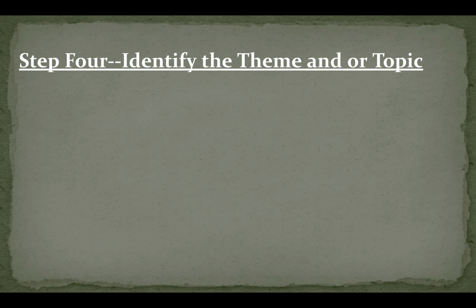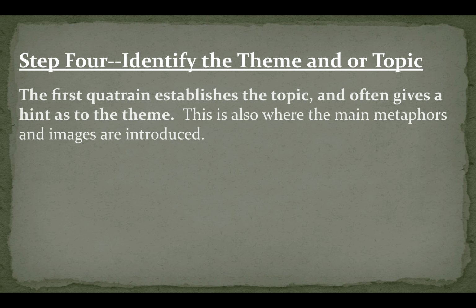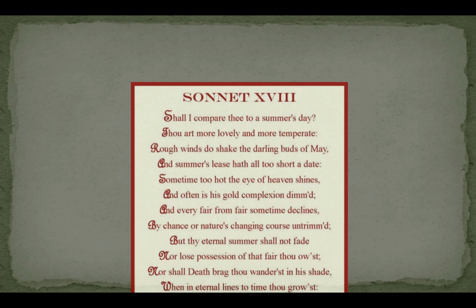All right, step 4 is to identify the theme and or topic. This might be something that you get an initial idea about when you first start reading it, and then you can start getting a better feel as you read through it more. So the first quatrain establishes the topic, gives a hint to the theme, and it's also where the main metaphors and images are introduced. So let's take a look.